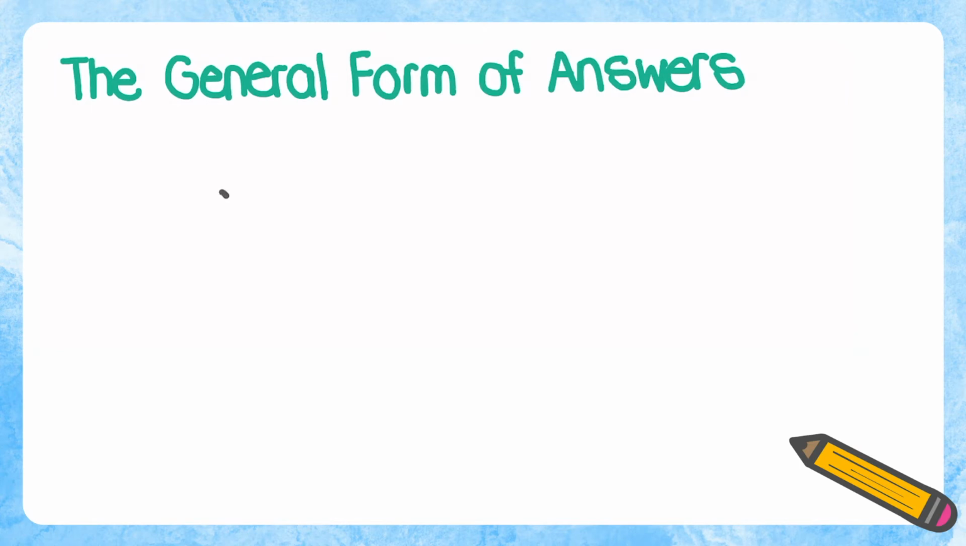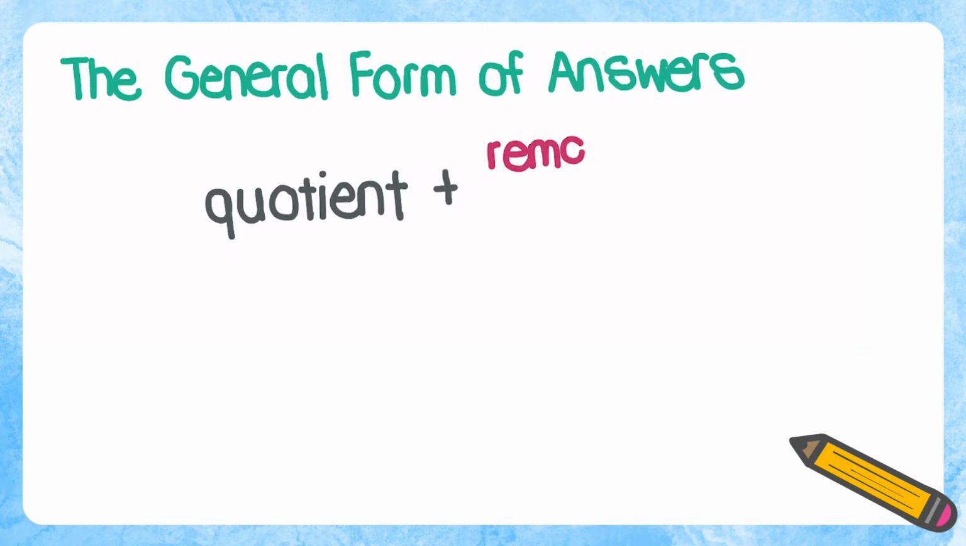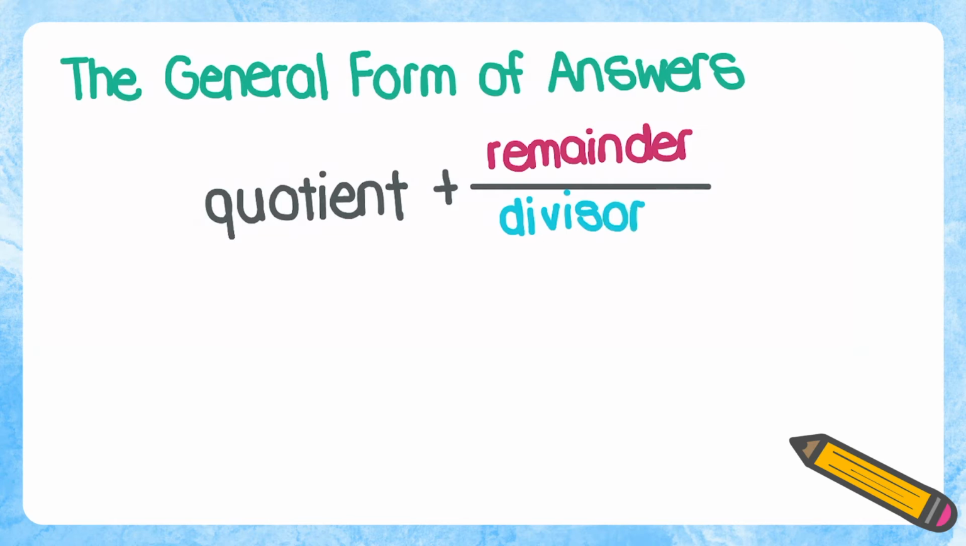So dividing polynomials is going to be very similar using this method of long division, and the general form of answers is going to look like this, where you have the quotient plus the remainder over the divisor. This is going to be the general form of your answers.